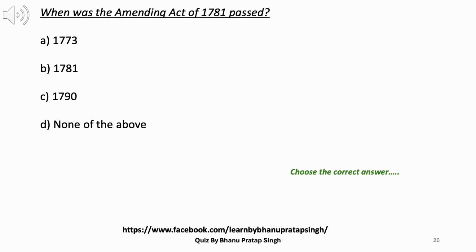26. When was the Amending Act of 1781 passed? A. 1773. B. 1781. C. 1790. D. None of the above. Answer B. 1781.